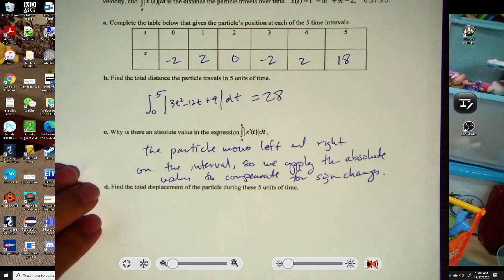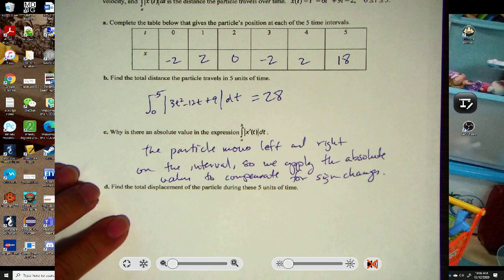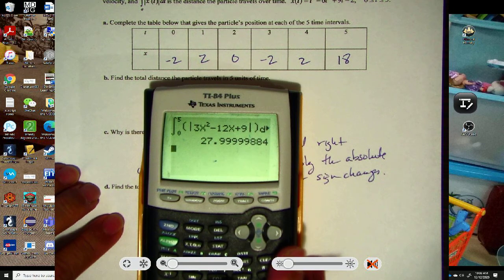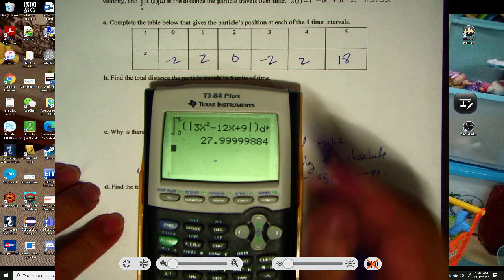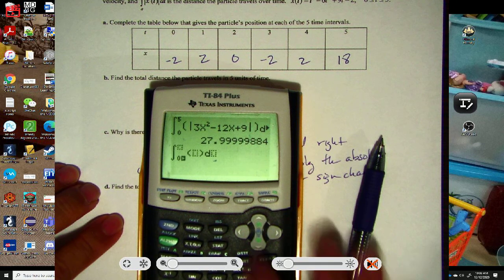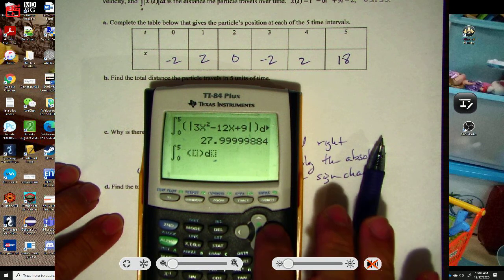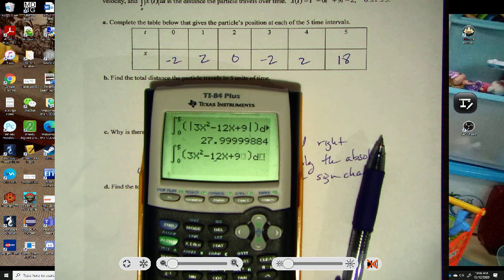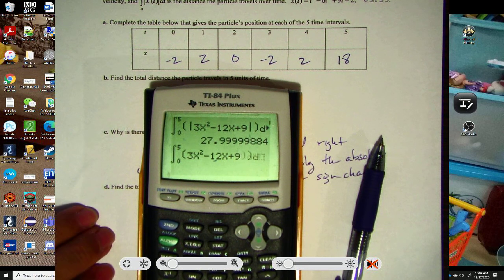Find the total displacement of the particle. Displacement is different. We're going to remove that absolute value. The bad news is I don't know how to remove that absolute value, so I'm just going to type it over. So 4, 0, 5, 3x squared minus 12x plus 9. Remember, we're using the derivative, not the original function. So this is the derivative. Oops, I forgot to put in the x.